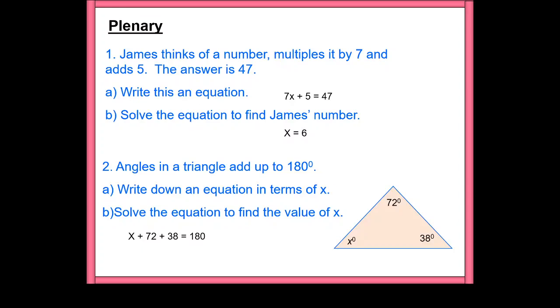Again, pause the video, take a moment, see if you can solve the equation to find the value of x. Okay, so if we do 180 minus 38 and minus 72, our solution, x equals 70 degrees. So that's the end of today's lesson on solving one-step and two-step equations. Next time we'll be looking at multiplying out brackets and solving equations with brackets.